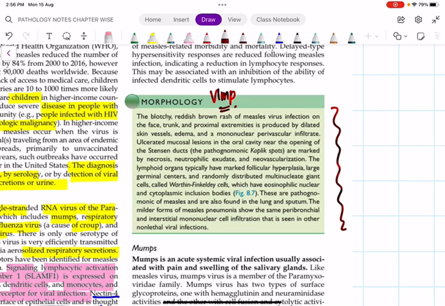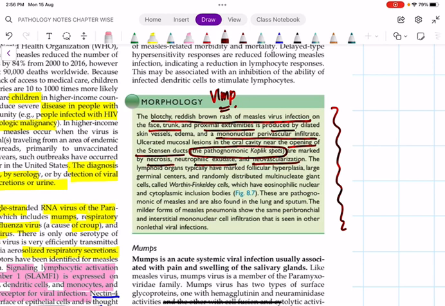What is the morphology? You are going to get a blotchy reddish brown rash of measles virus on the face, trunk, and proximal extremities, which is produced as a result of mononuclear infiltration and dilated blood vessels of the skin. And we have the pathognomonic Koplik spots located near the opening of the Stensen duct, in the oral mucosa. This is because of necrosis, neutrophilic exudate, and neovascularization, and we have some characteristic multinucleated giant cells which are seen in measles.